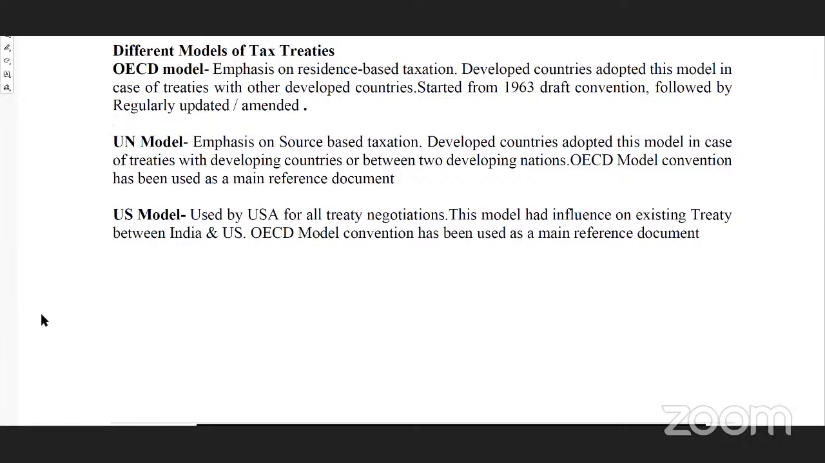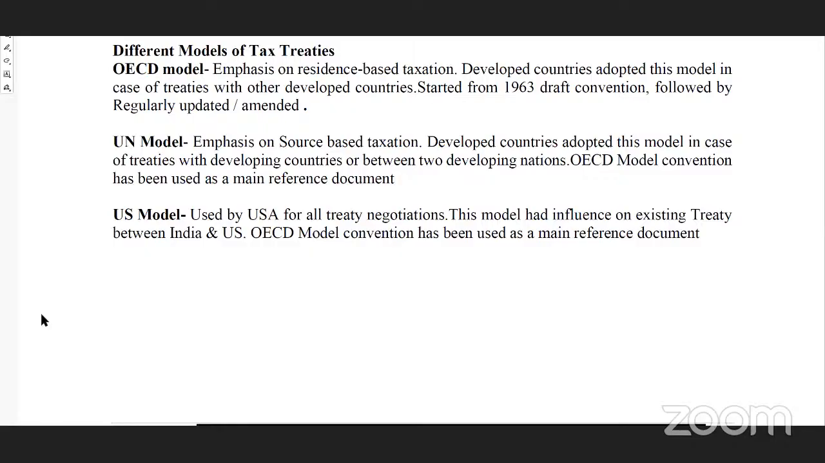Okay. So we look at the different models of tax treaties. I believe I have mentioned this before, right? So we have the OECD model, the UN model, and the US model. And I told you that the OECD model gives emphasis to residence-based taxation, and it is mostly for developed countries, okay? So developed countries adopted this model in case of treaties with other developed countries. It started from the 1963 draft convention, then it has been regularly updated and amended, right? There have been amendments over the years, okay?